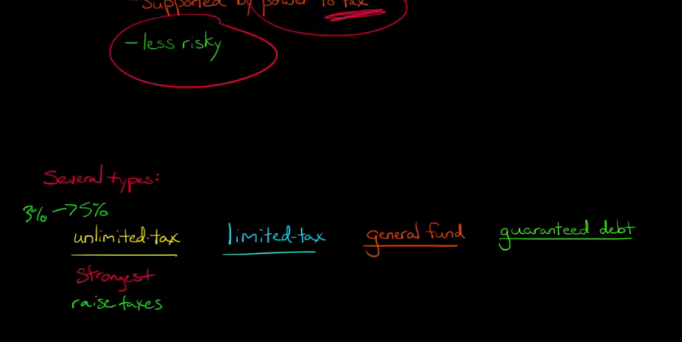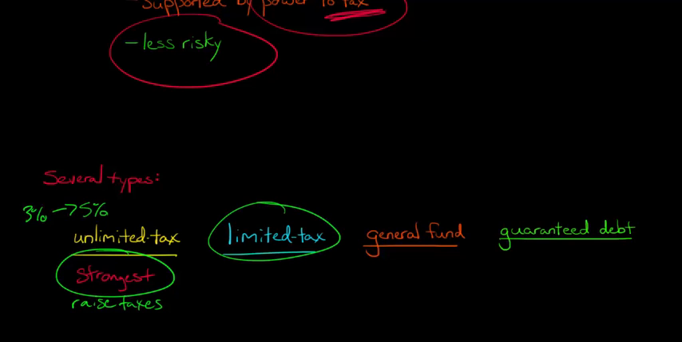Now, in theory, obviously, it couldn't go to like 100%. People would be rioting in the streets. But the idea is that there's no limit on the amount that this municipality can raise taxes in order to service the debt. So that's stronger. That's a stronger promise to the investor who's buying this bond.